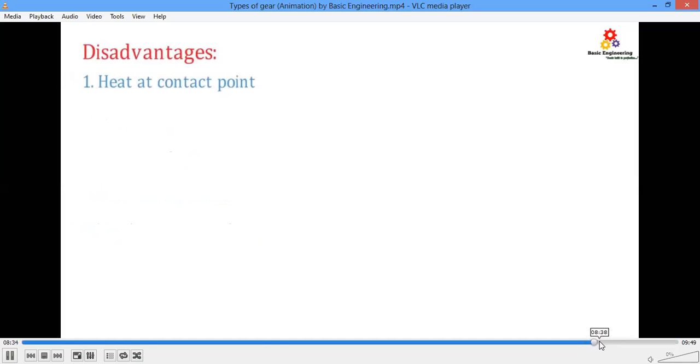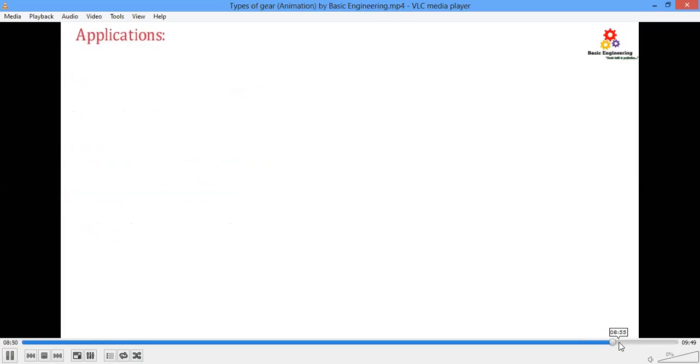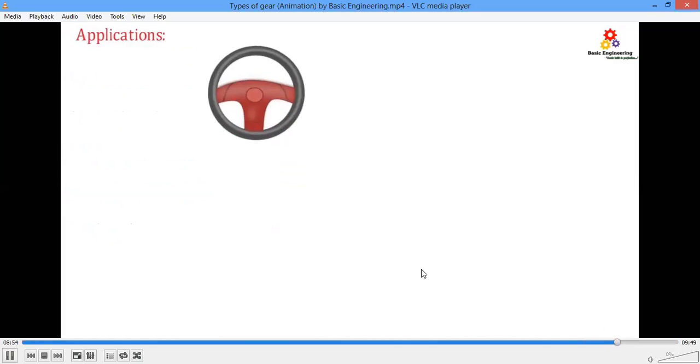Some disadvantages: more heat will be developed at the point of contact, and lower efficiency because it's going to greatly reduce the speed. Manufacturing cost is more, and there are high power losses. So it is generally used in particular applications where we want only to reduce the speed.